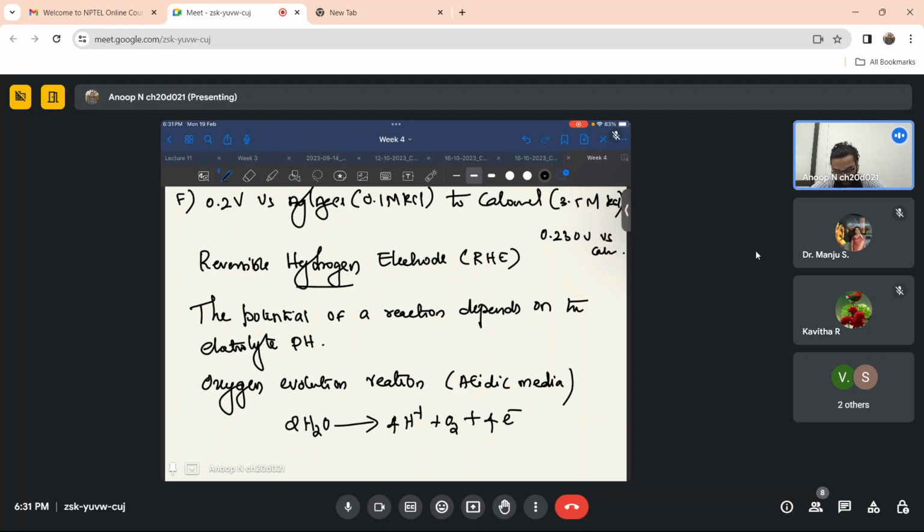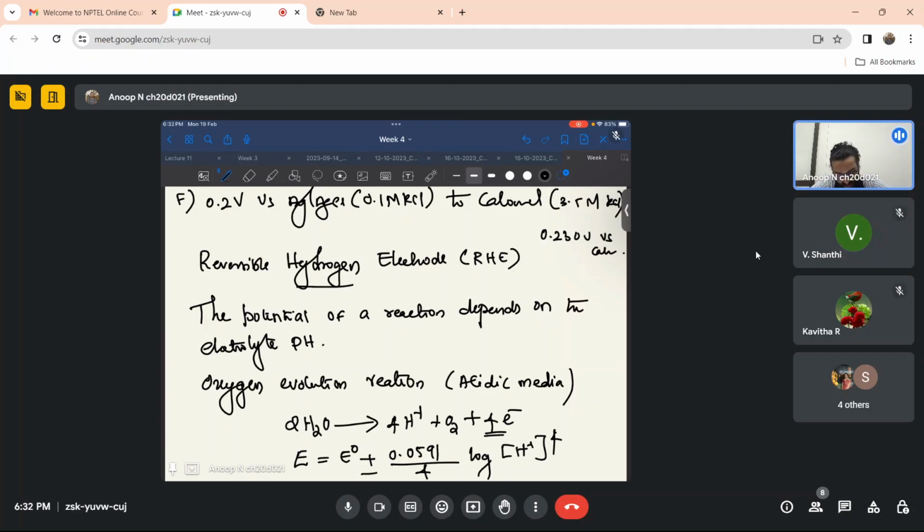We have learned it in all the classes. E is equal to E0 plus 0.0591 divided by n, where n is 4 electrons, times log of, what will you write? Concentration of H plus raised to 4.